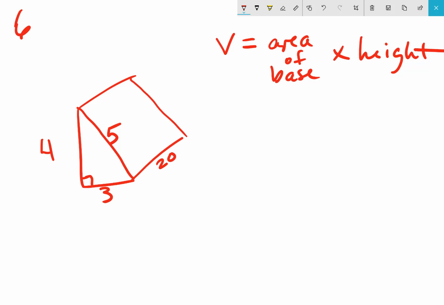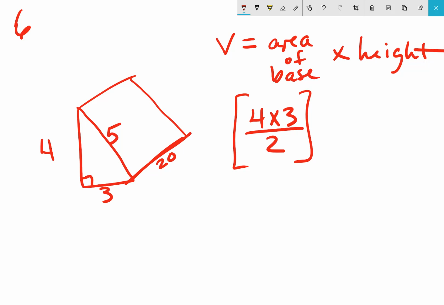All right, so the area of a triangle is base times height over 2. So that's the triangle. And then multiply it by the height of it, which is 20. So multiply by 20. You can cancel the 2. So you've got 12 times 10, which is 120 cubic feet.